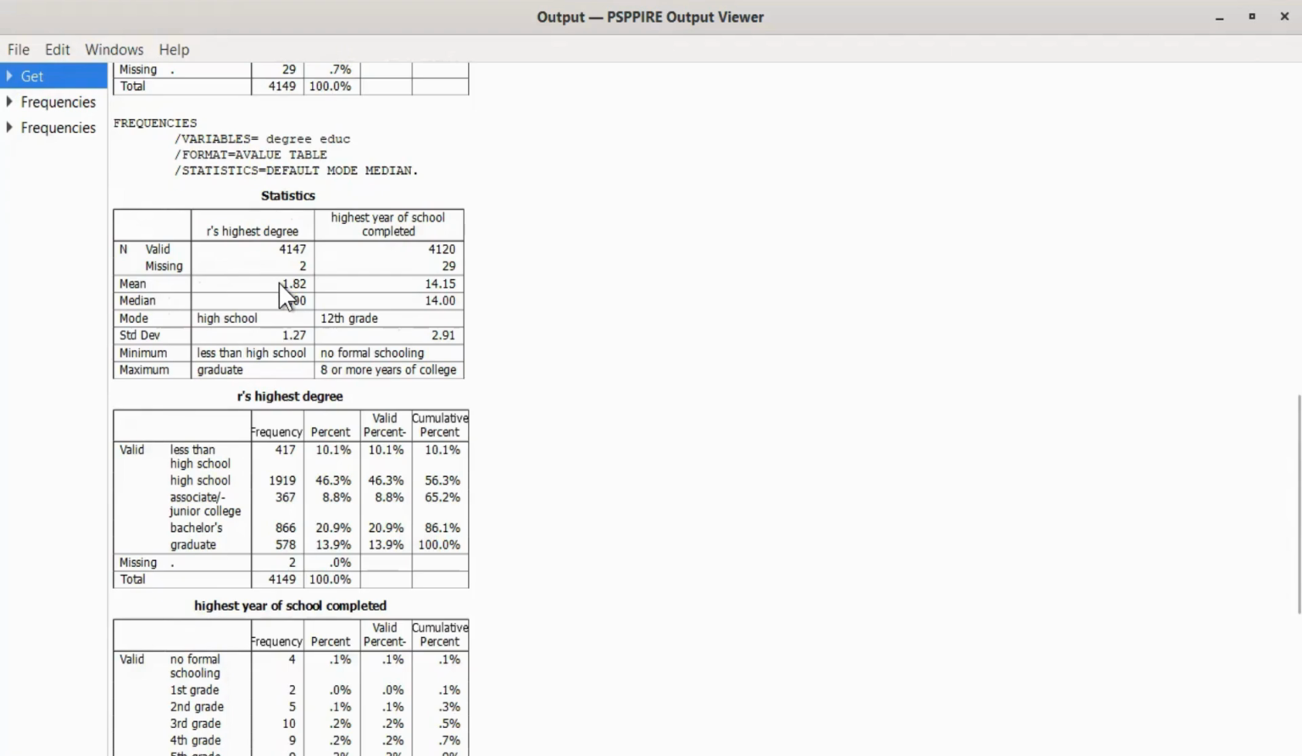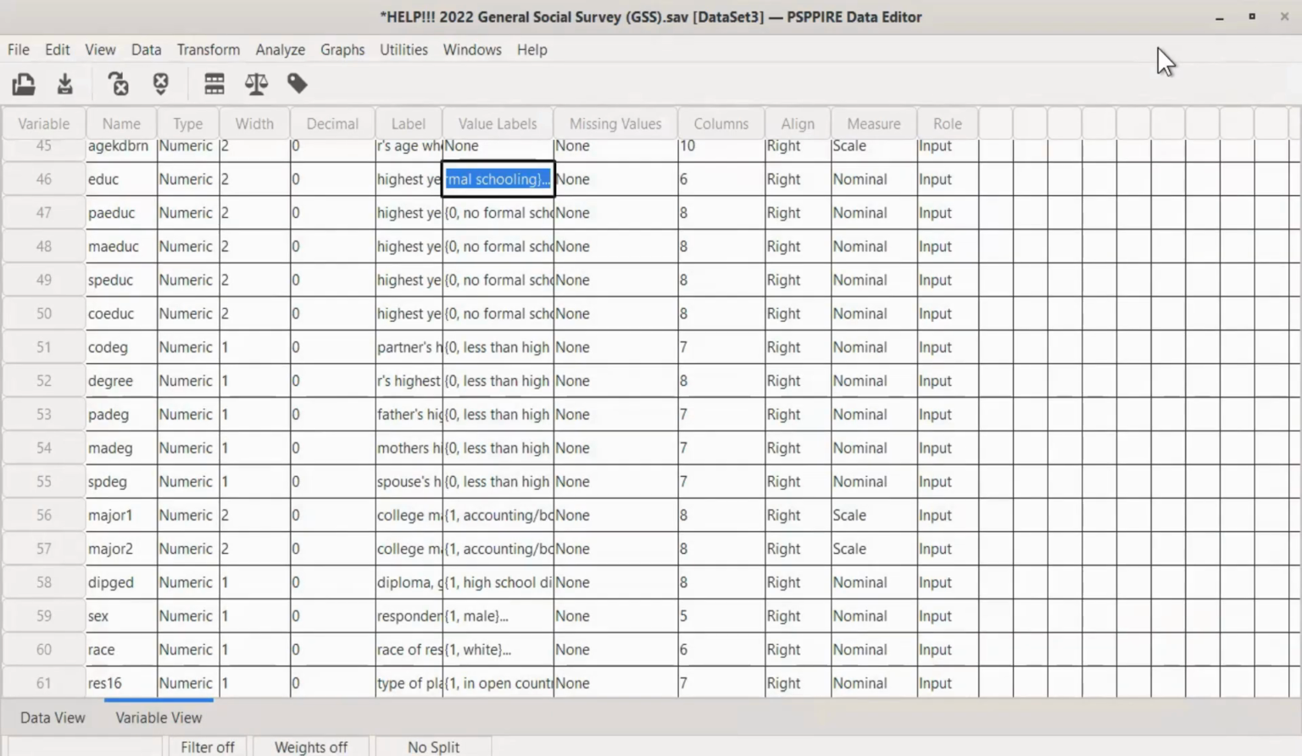Now with degree, average education is 1.82. Does that make sense? It doesn't, right? That's because this is not numerical. But with educ, highest year of school completed, when we see the average is 14.15, that makes sense. That means that the average years of schooling is 14.15 years. Okay, we are going to close this out now.